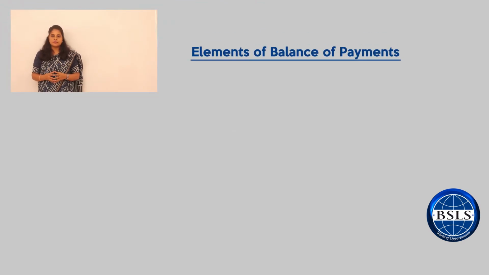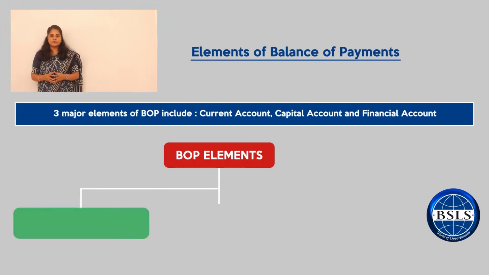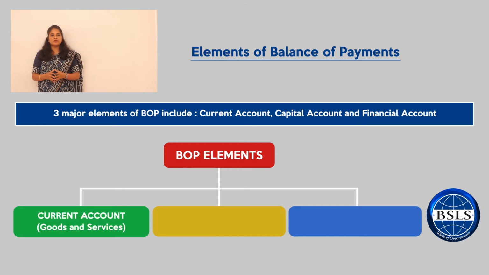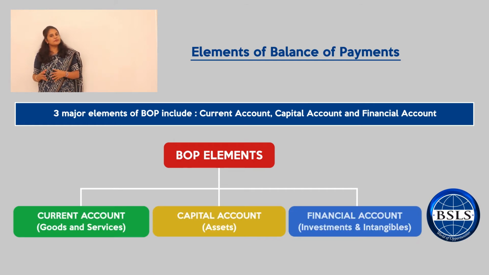Now let us look at the elements of the balance of payment. The BOP has three major elements, namely the current account, the capital account and the financial account. The current account monitors the transaction of the goods and services between the countries. The capital account monitors the transactions of assets, while the financial account monitors the transactions of investments and intangibles.